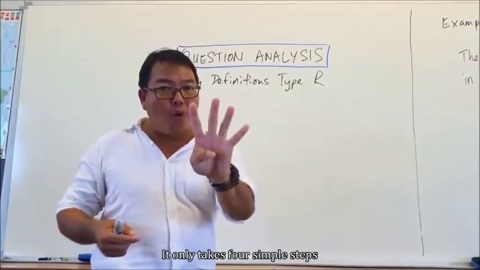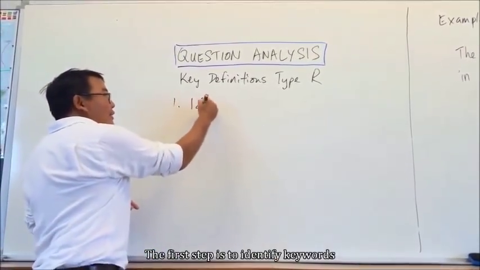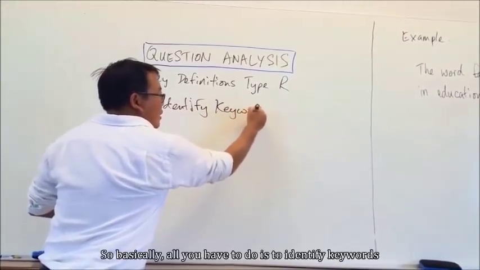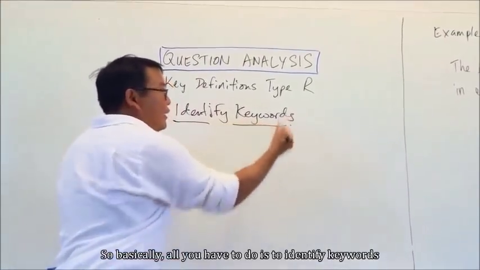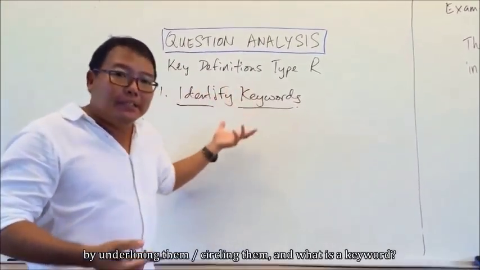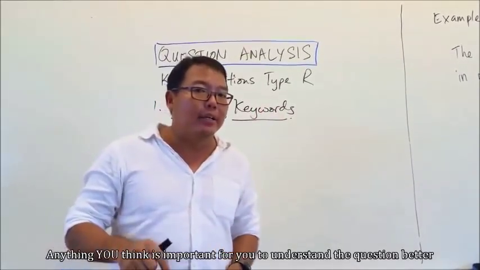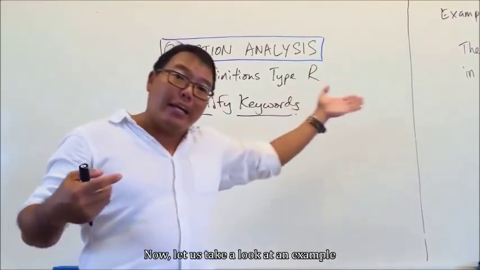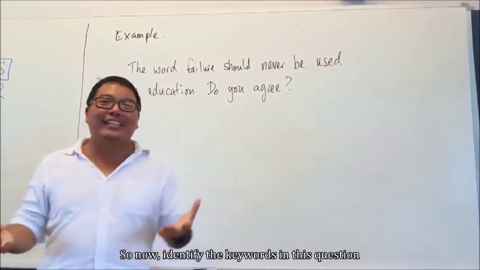It only takes 4 simple steps. The first step is to identify keywords. So basically, all you have to do is to identify keywords by underlining them, circling them. And what is a keyword? Anything you think is important for you to understand the question better. Now, let us take a look at an example. Identify the keywords in this question.